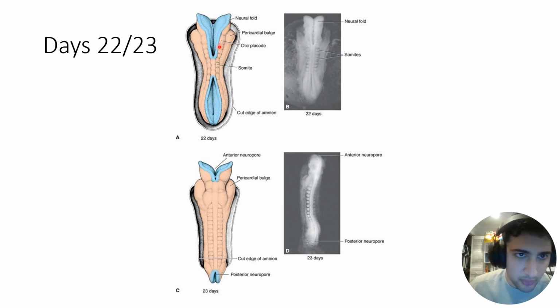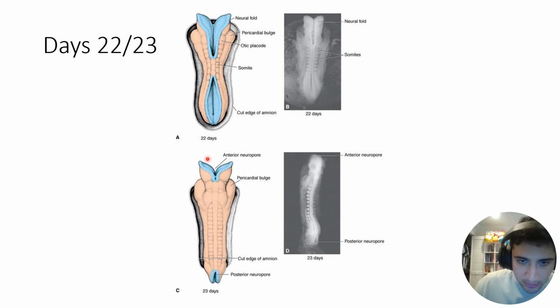So that's the neural fold up here. You can see the pericardial bulge and the otic placode. This will give rise to the things you need to hear and for balance. So the structures needed for the senses of hearing and your vestibular sense, your balancing sense, are going to come from the otic placode. Here you have your somites, and we'll talk more about those later. But notice that fusion has begun. These folds have merged completely here. It's fused, and it proceeds in both directions, both cranially and caudally.